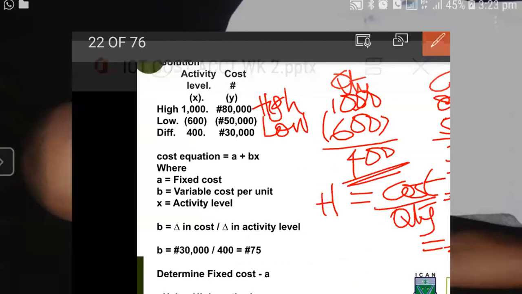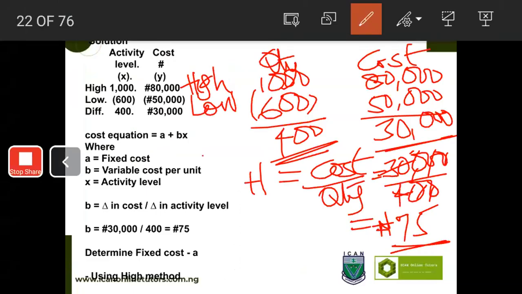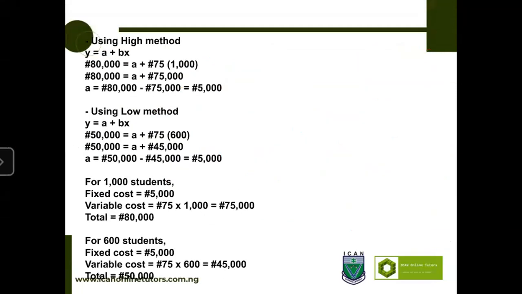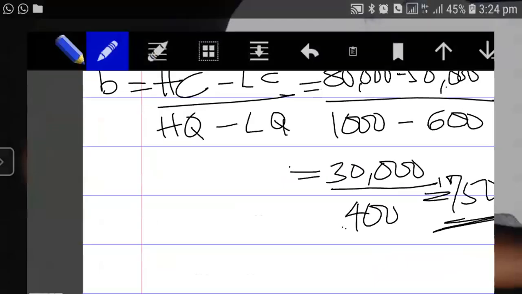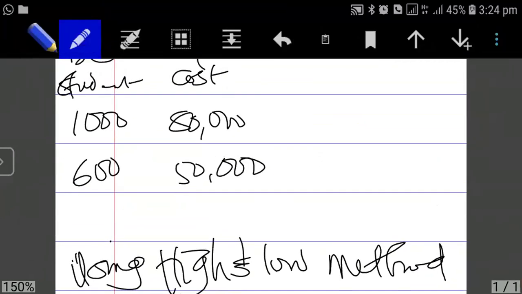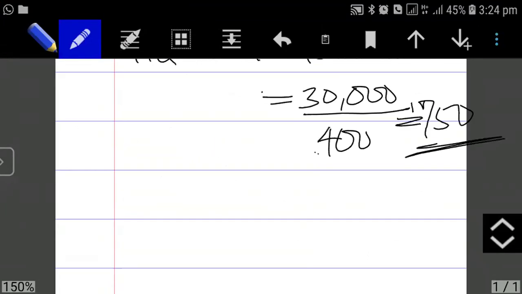If I then want to take it further, that is when I will determine the fixed cost. But if it were given in a table, I wouldn't have to bother myself. This one is not tabulated. They are just giving us the numbers of students, 1,000 and 600, and the cost attributed to each. Since I've gotten B to be 75, you can then represent it in an equation.